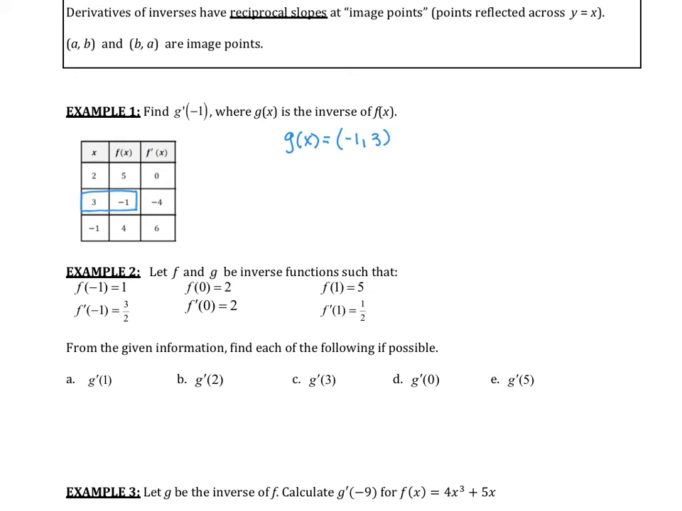Okay, so if we are asked to find the derivative of g at negative 1, it's going to be equal to 1 over the derivative of f at 3. And since we have the table of values, the derivative of f at 3 is negative 4, and so this would be 1 over negative 4, or negative 1/4.